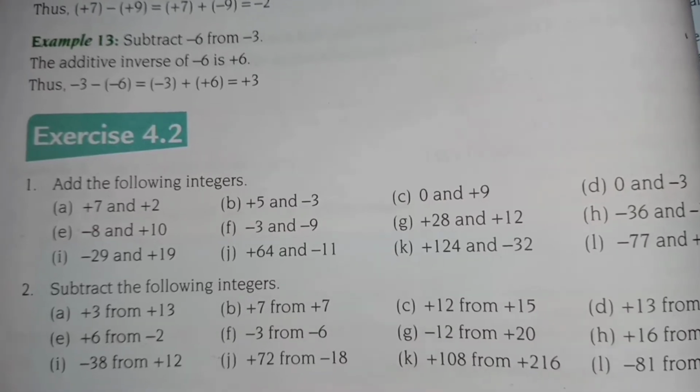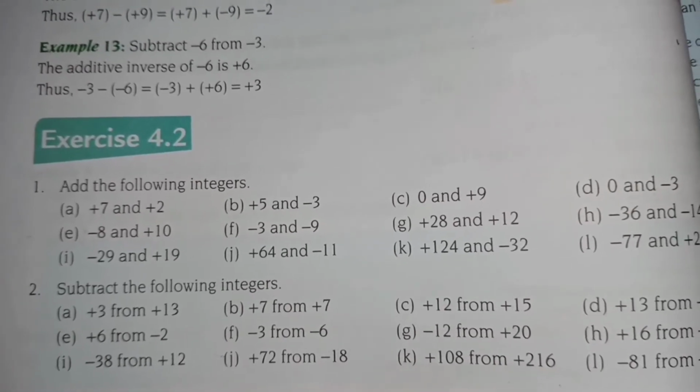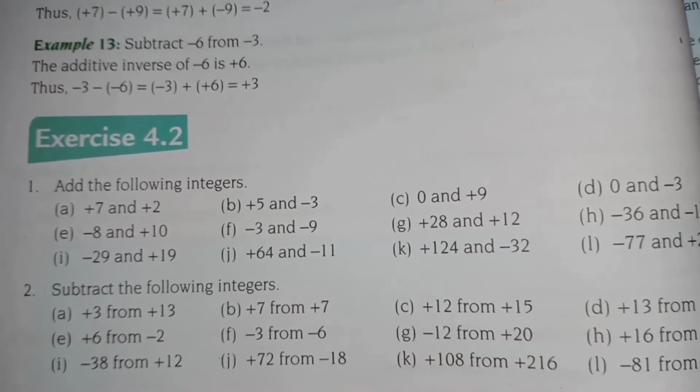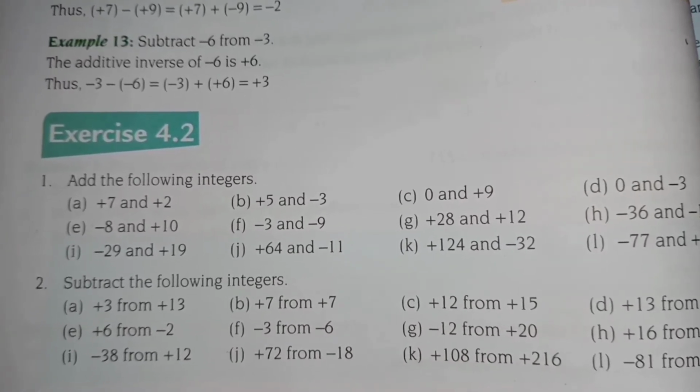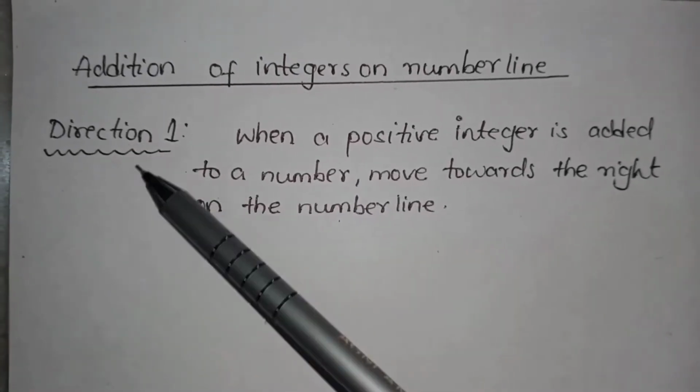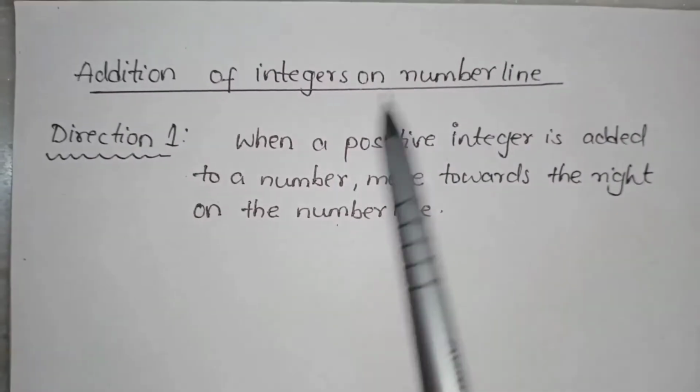You have to see very carefully. If you are not able to understand, see it again and again, then you will understand. So let's begin with the directions. Let's begin with the addition of integers on the number line.